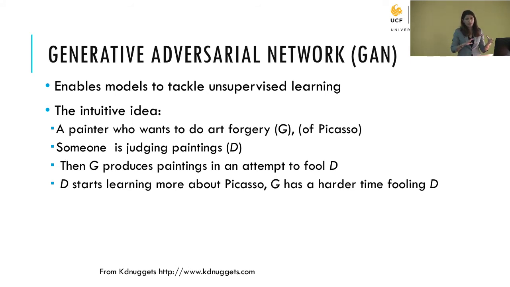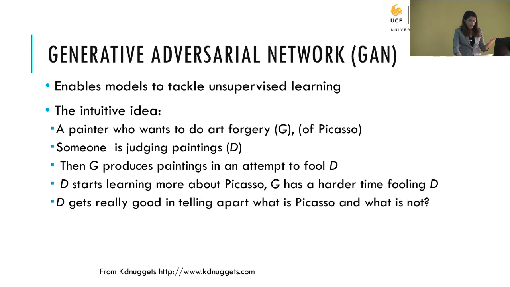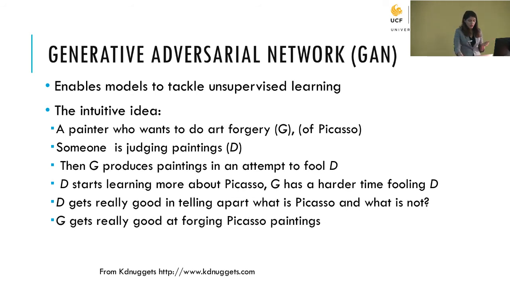to can tell apart what is real or not, and G has a harder time fooling D. In this process, D gets really good at telling apart what is Picasso or not. Also, G gets really good at painting paintings that look like Picasso's paintings. So the idea is that in this process, both get better.